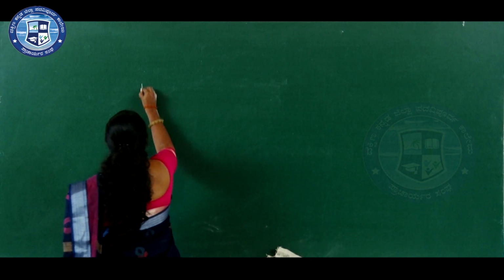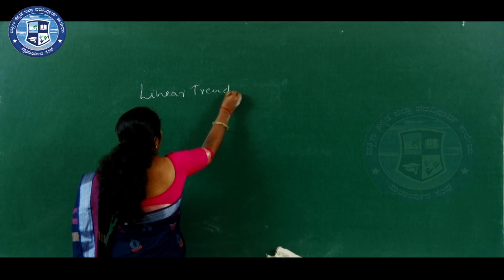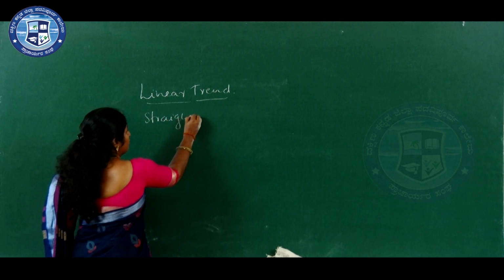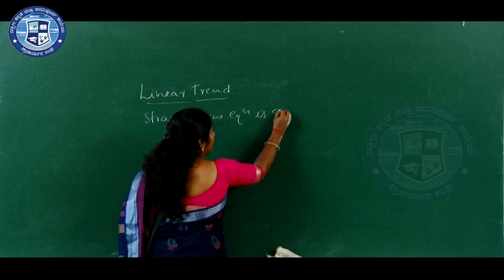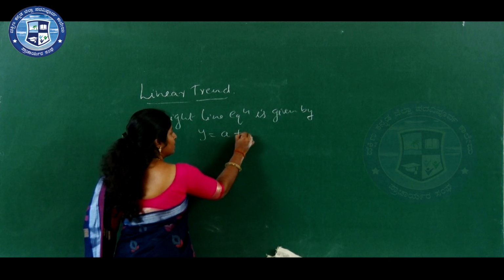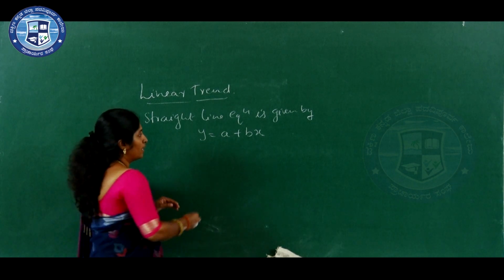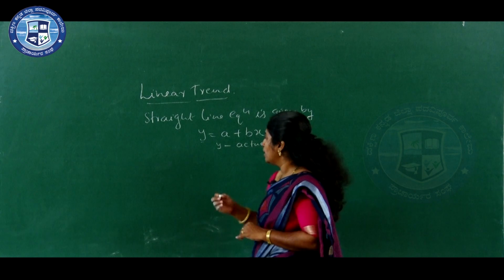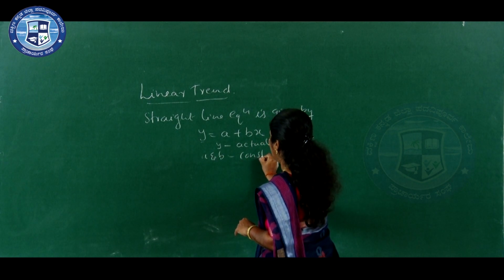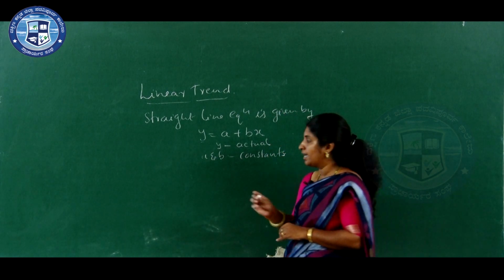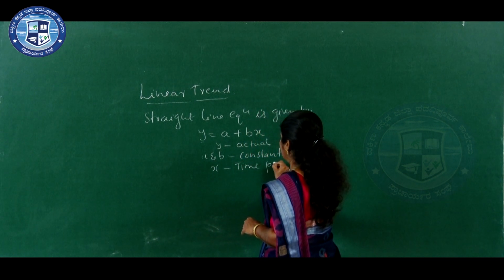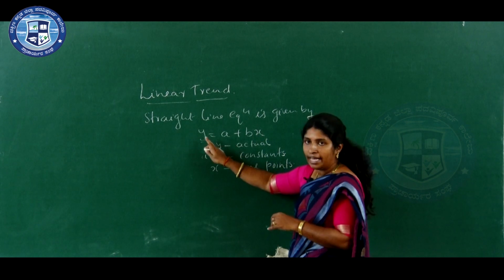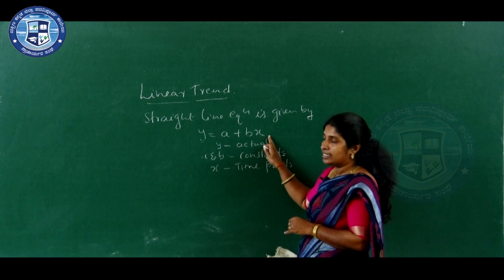Now let us discuss linear trend. The linear equation or straight line equation is given by y is equal to a plus bx, where y is the actual value, a and b are constants, and x is the time point.